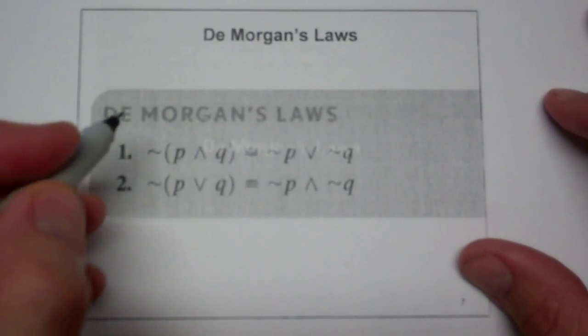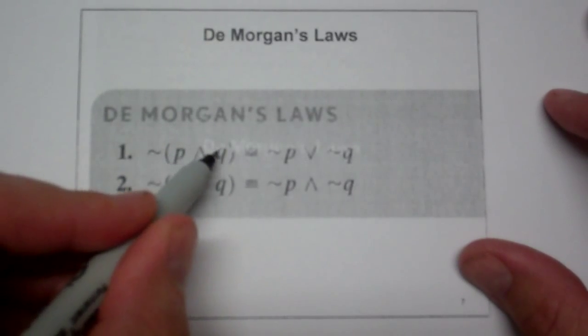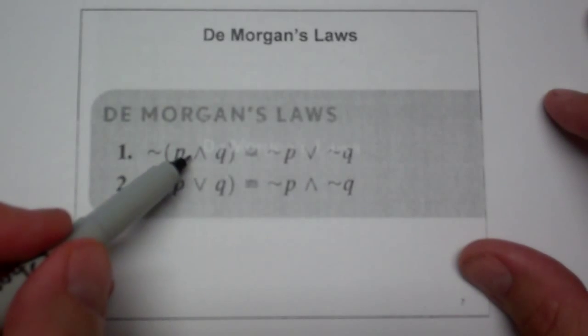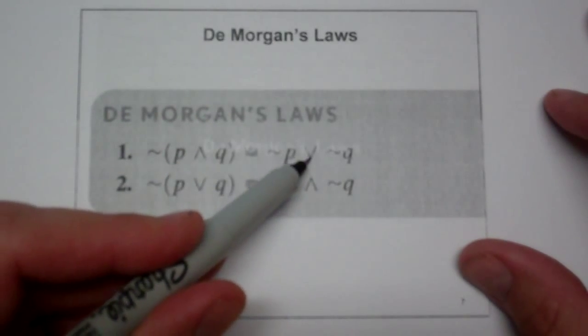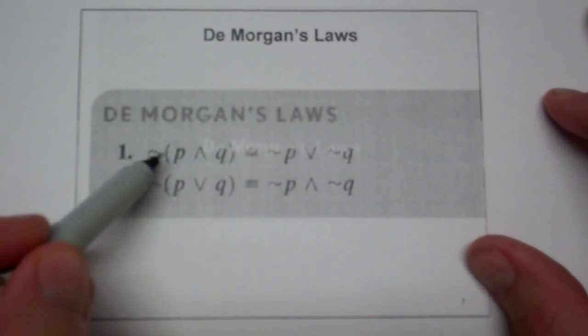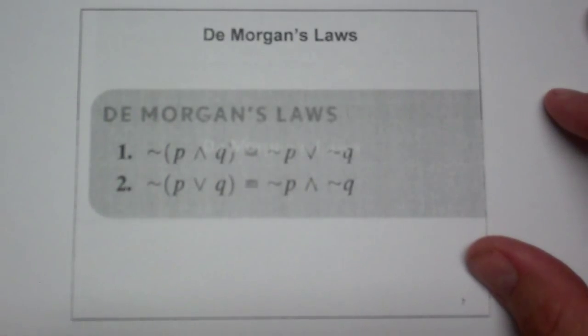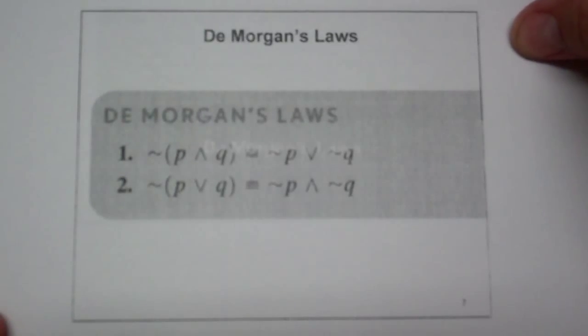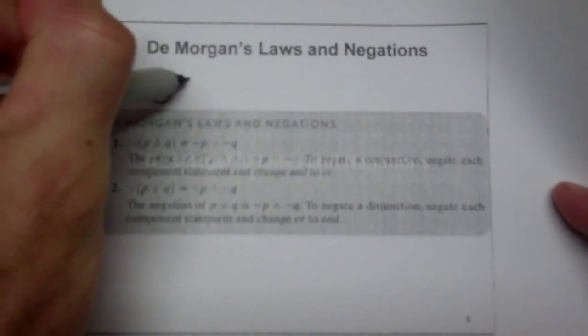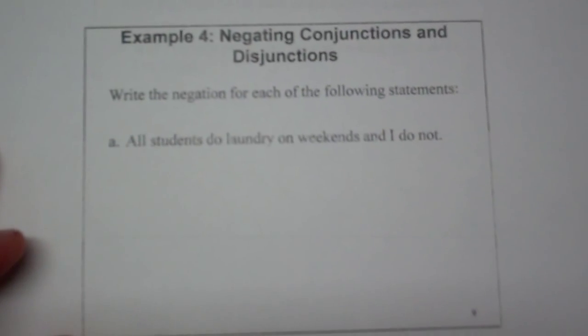So you'll see there's an application of the negation to both statements, and then there's a reversal of the connective, the and to the or, and the or to the and. So we're going to apply the negation to each individual statement, and we're going to change the and to an or, and an or to an and. Pretty straightforward. So this is just a restatement of DeMorgan's laws. You may want to take a look at that in your book. But let's get to the examples, the heart of the matter.